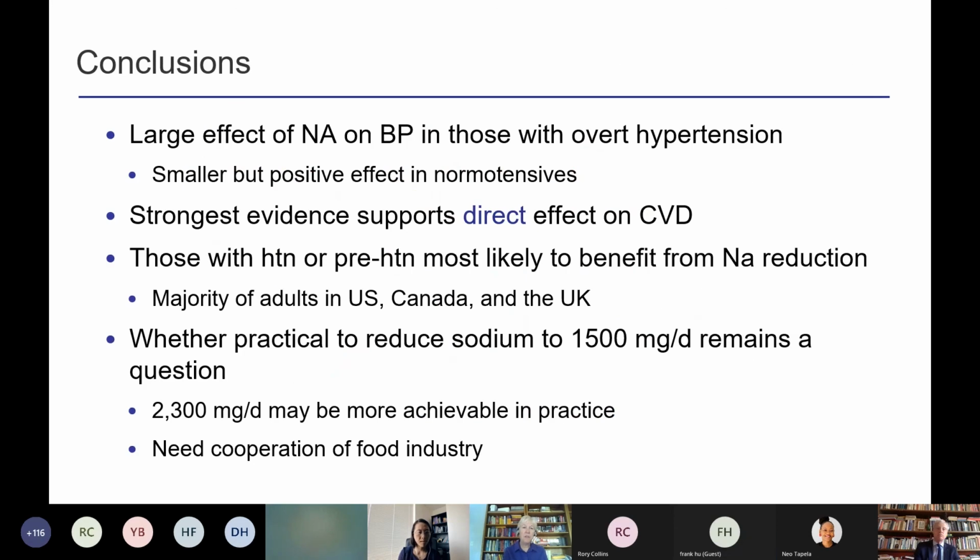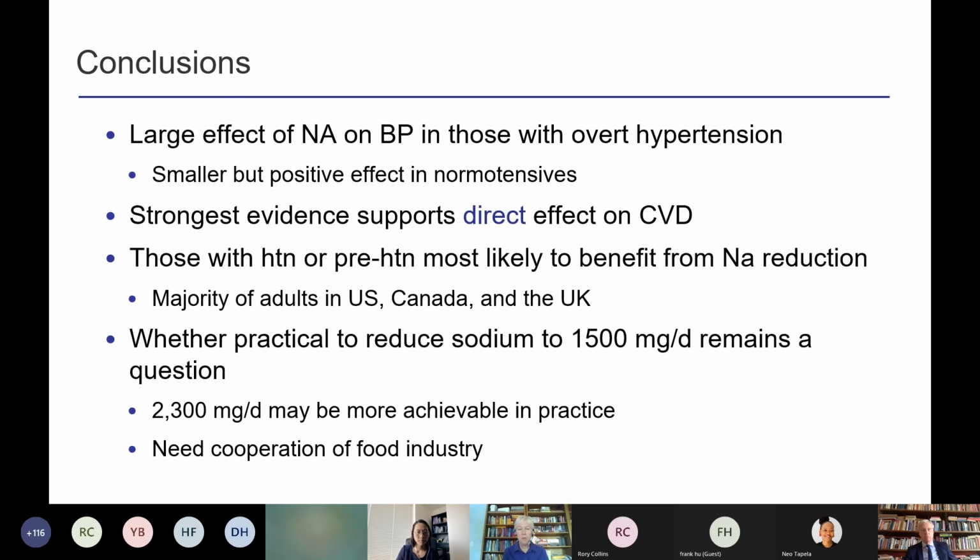So in conclusion, there's a large effect of sodium on blood pressure, especially in those with overt hypertension. It's smaller, but still a positive effect in normotensives as well. The strongest evidence supports a direct effect on cardiovascular disease. Those with hypertension or pre-hypertension are most likely to benefit from sodium reduction, but that's the majority of adults in the US, Canada, and the UK.